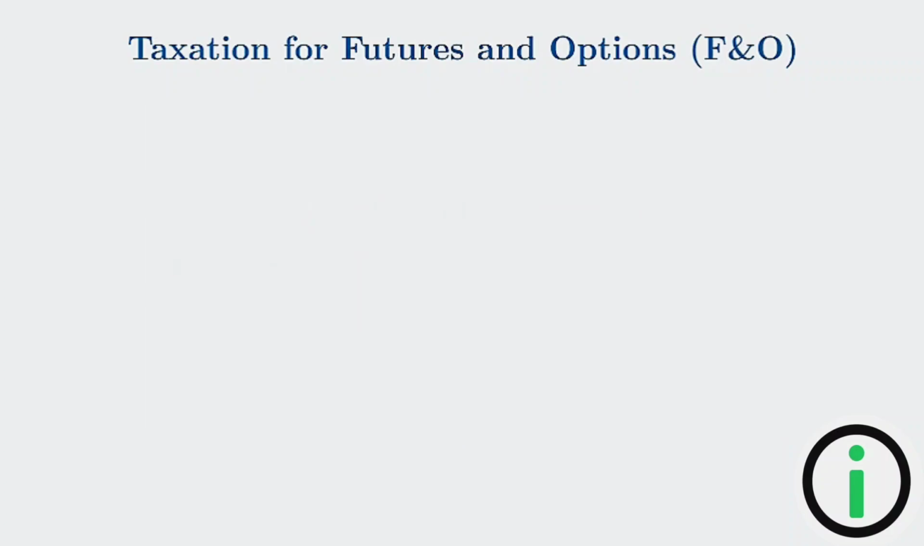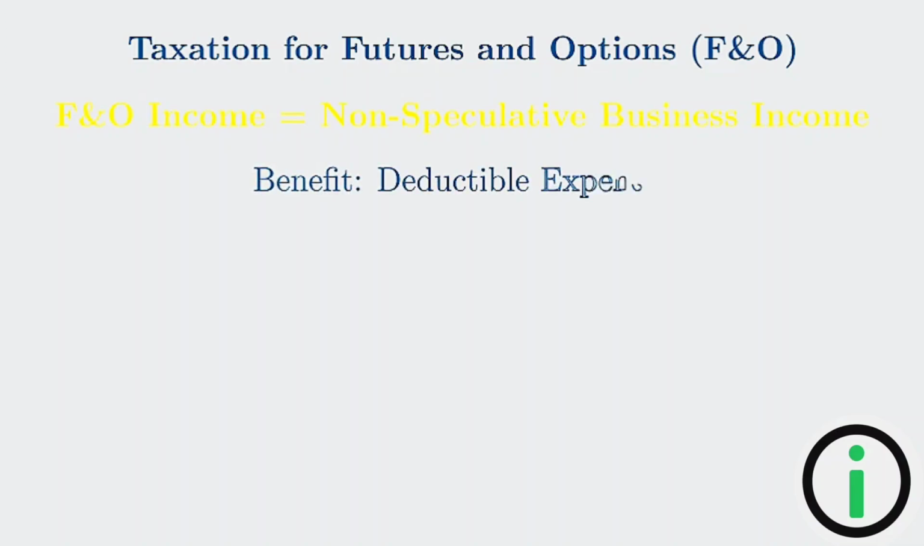In India, income from F&O trading is not treated as capital gains like long-term stock investing. Instead, it is classified as non-speculative business income. This is actually a benefit for serious traders. Because it is treated as a business, you can deduct all your business-related expenses before calculating your tax.